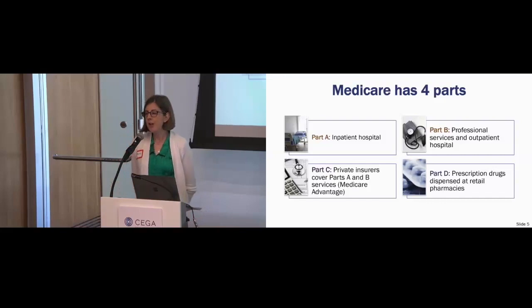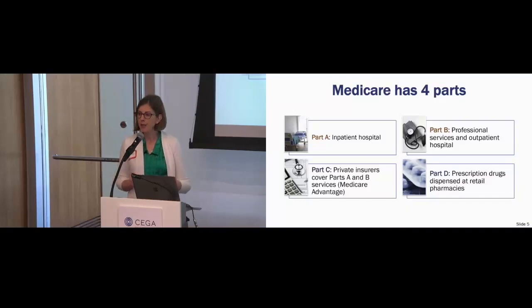So Medicare has 4 parts. Part A is inpatient hospital in general and also skilled nursing facility and hospice care for those who elect hospice care. When you become eligible for Medicare, you're considered to be entitled to Part A, which means you receive it automatically and you don't pay a premium. Some people who are not entitled to Part A can choose to enroll and they pay a premium.